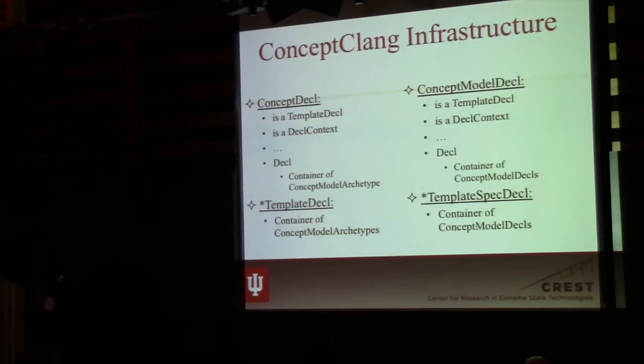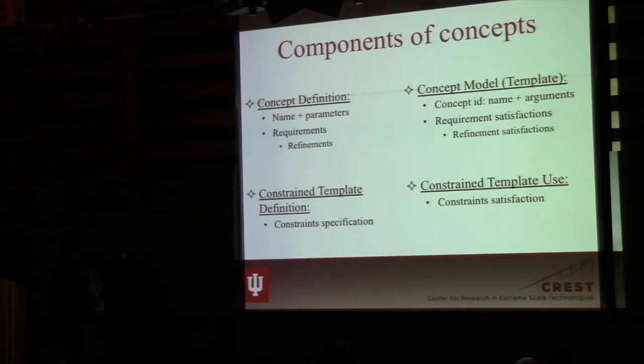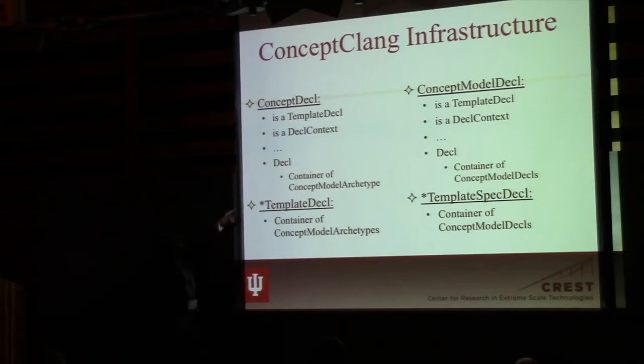From an implementation perspective, and this is how it looks in ConceptClang, the concept definitions are declaration contexts that hold a number of declarations. Requirements are represented as declarations. Here, refinements are also treated as a special case of requirements. So we have them represented as containers of these things called concept model archetypes. Naturally, constraint satisfaction results in a container of concept model declarations. But here, the constraint specifications are expressed as concept model archetypes.